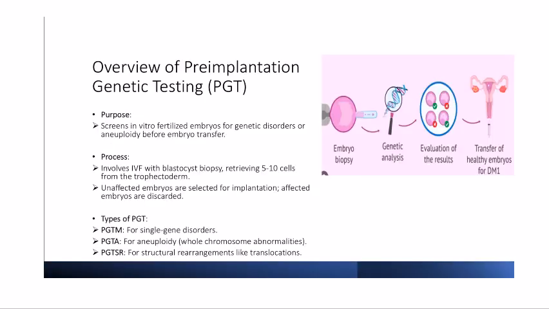Pre-implantation genetic testing, or PGT, screens embryos created through IVF for genetic disorders. PGTM targets single-gene disorders, PGTA screens for aneuploidy, and PGTSR assesses structural rearrangements. Advancements in next-generation sequencing have improved PGT's accuracy, though confirmatory prenatal testing is still advised.